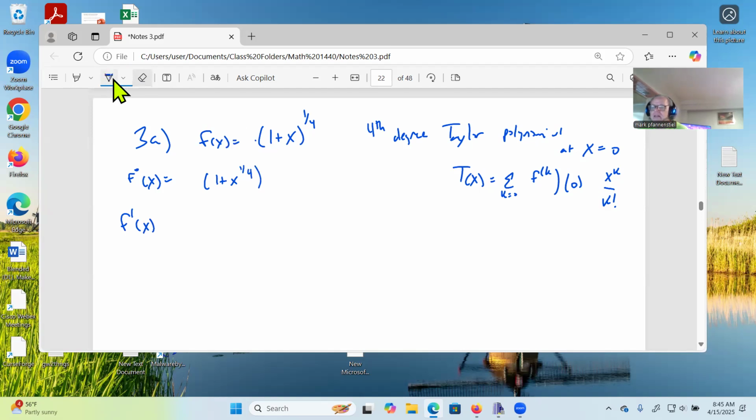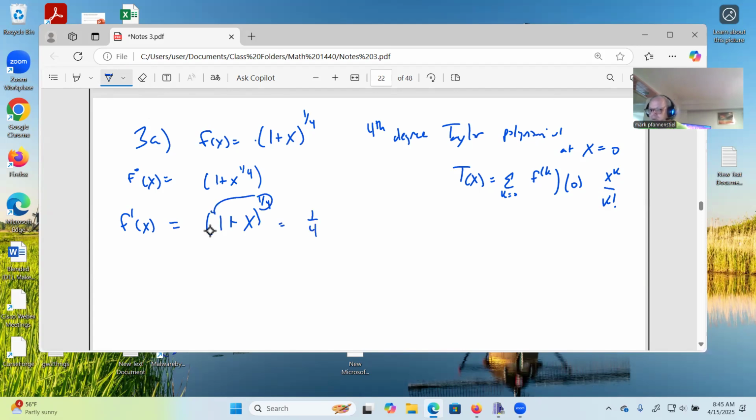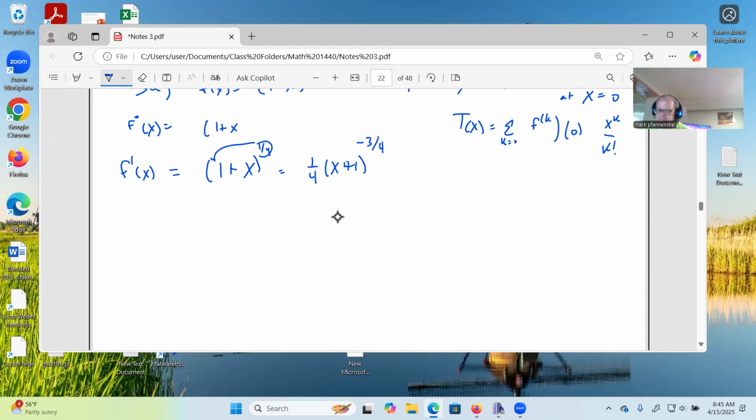So we're going to say this is equal to 1 plus x to the 1/4. Now we're just going to take the 1/4 down in front. So this is going to be 1/4 times x plus 1. You could write 1 plus x or x plus 1, doesn't matter. Then we say 1/4 minus 1, so we end up with a negative 3/4 here.